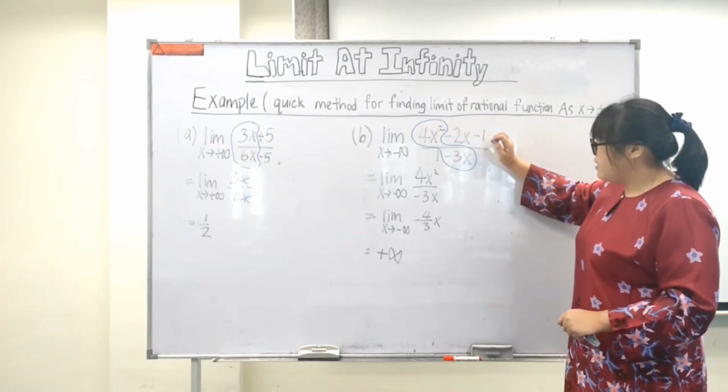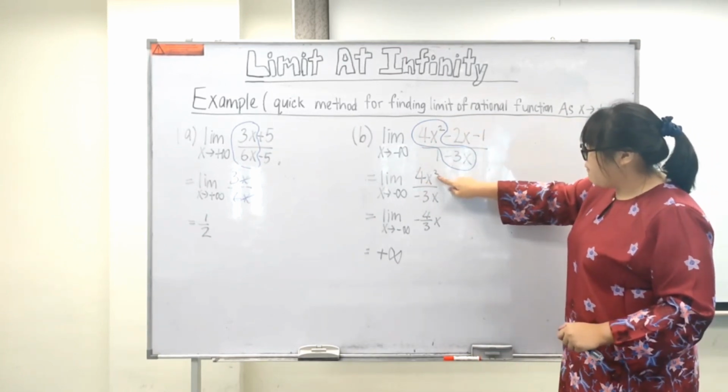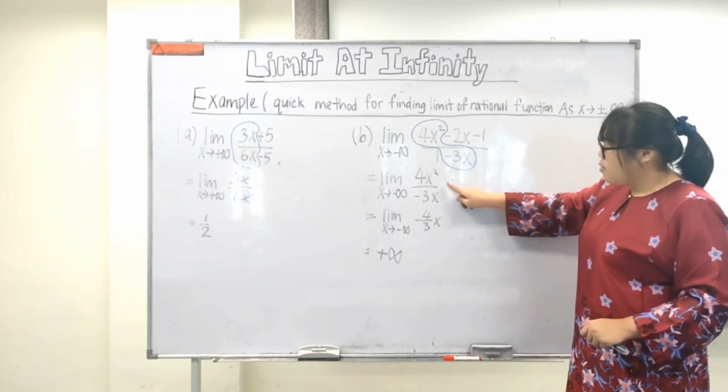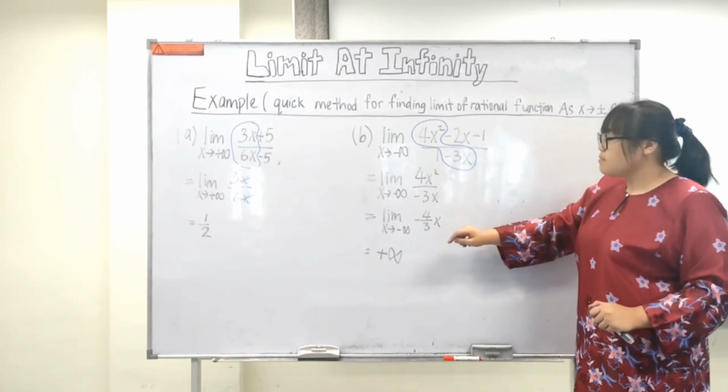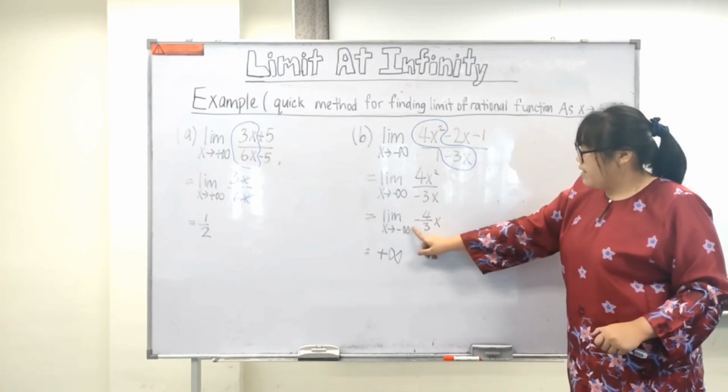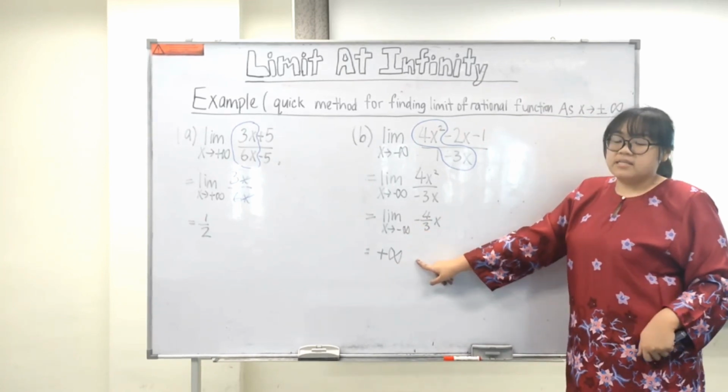So we also take the highest degree term, which is 4x² divided by −3x. We simplify it and we get −4x over 3. We substitute the negative infinity for x, negative becomes positive, so our final answer is positive infinity.